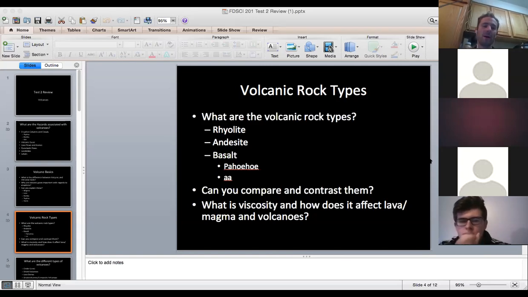So it raises the silica content. It makes more gas in the lava, or the magma, excuse me, and the gas comes from the water from the subducting of the slab, and then it makes it more viscous. Who remembers what viscosity is?